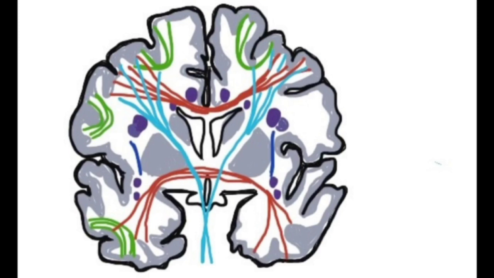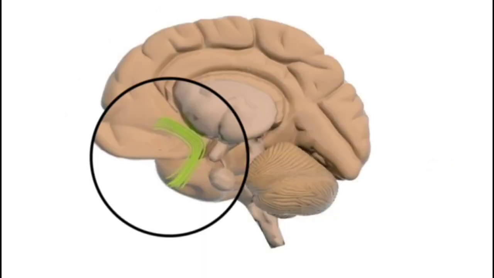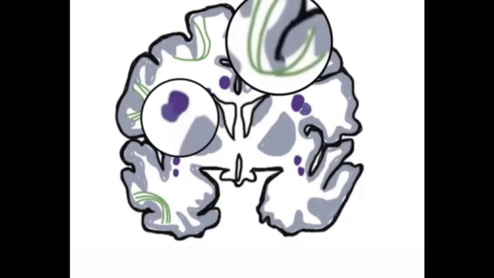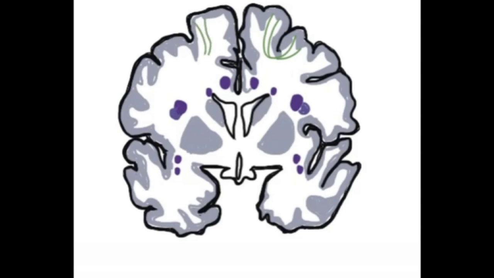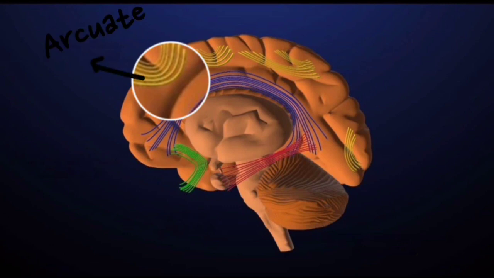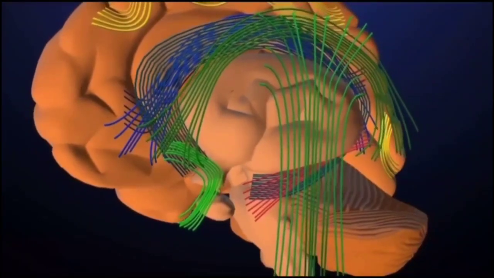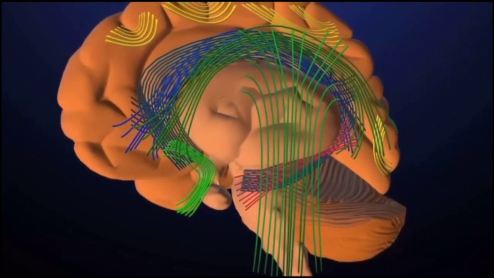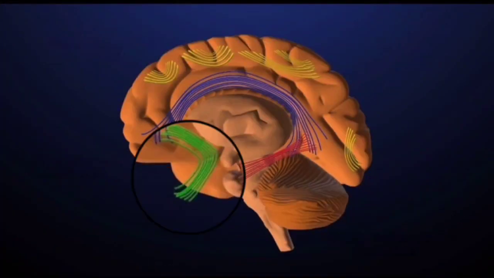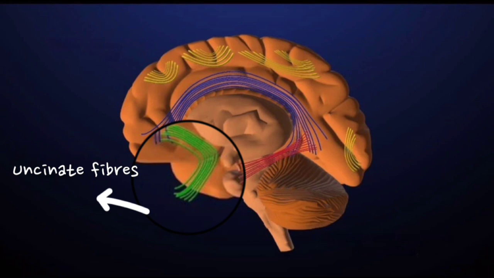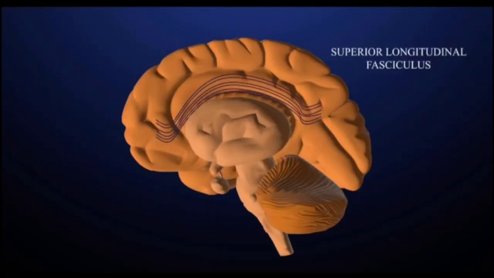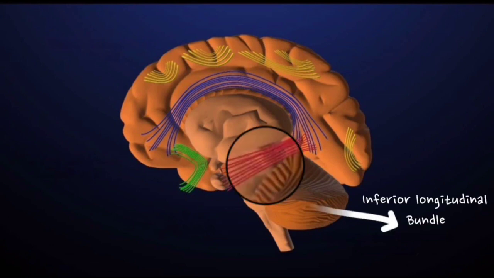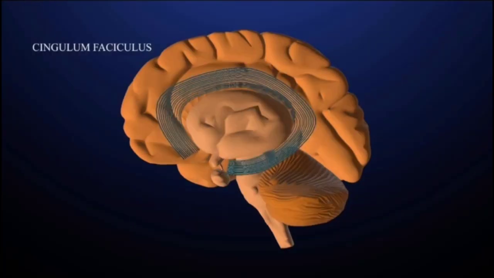Association fibers, also called intrahemispheric fibers, are of two types: short association fibers and long association fibers. Short association fibers connect adjacent gyri by hooking around the sulcus. They are also called arcuate fibers. Long association fibers travel long distances and interconnect gyri of different lobes. They are usually grouped as bundles. The types of long association fibers are uncinate fasciculus, superior longitudinal bundle, inferior longitudinal bundle, cingulum, and fronto-occipital bundle.